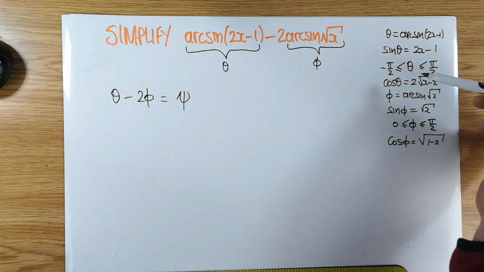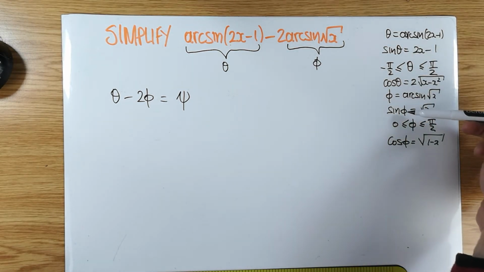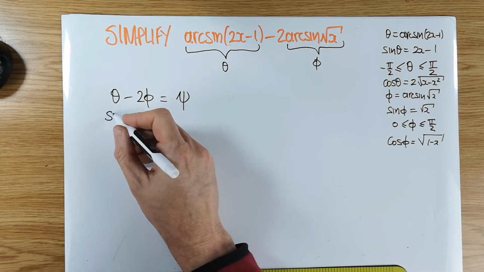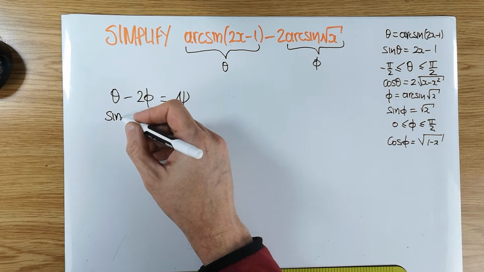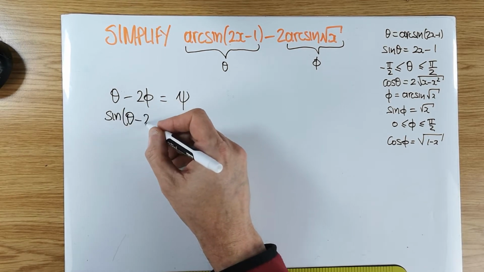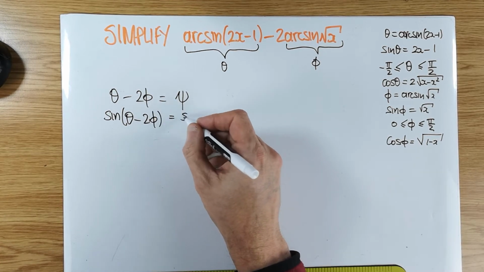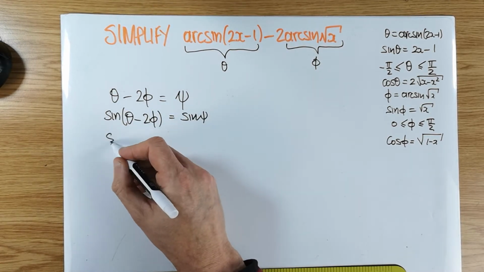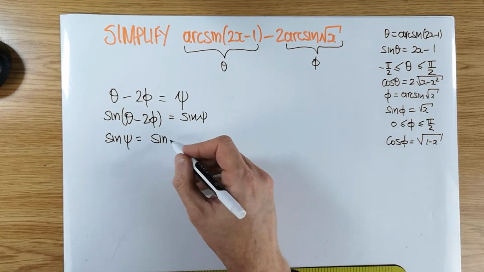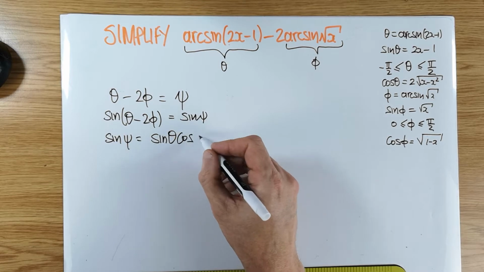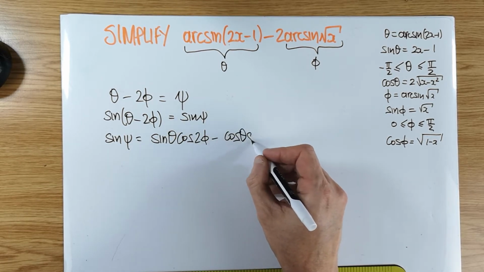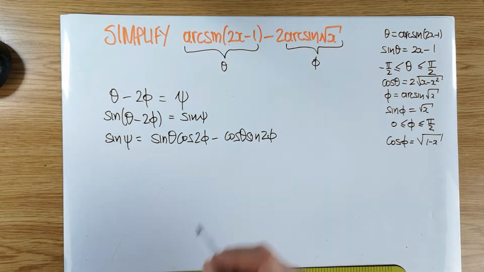And in order to use sine of theta, cos theta, sine of phi, and cos of phi, I can do the sines or coses, it doesn't really matter. I'm going to sine both sides of this equation. So the sine of theta minus 2 phi is equal to the sine of psi. Let's write it back to front. So the sine of psi is equal to compound angle, sine theta, cos 2 phi minus the other way around, cos theta, sine of 2 phi.